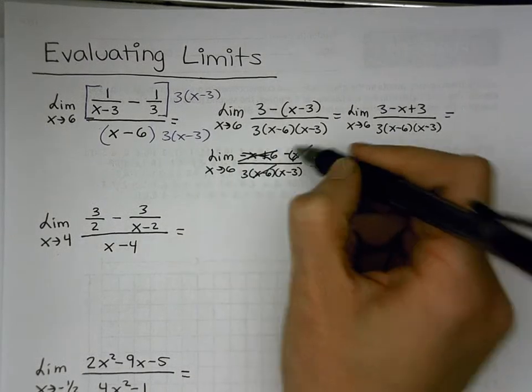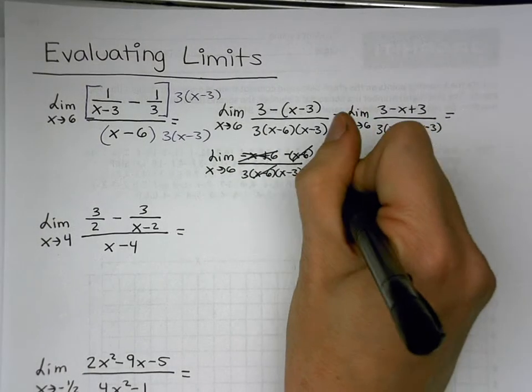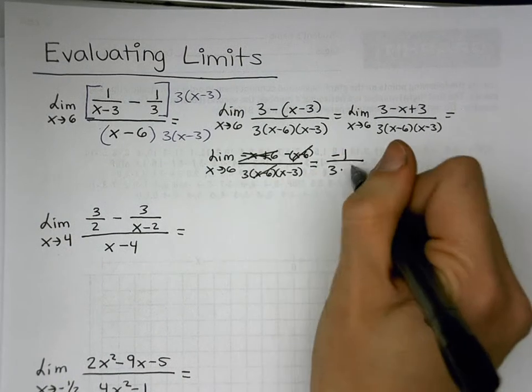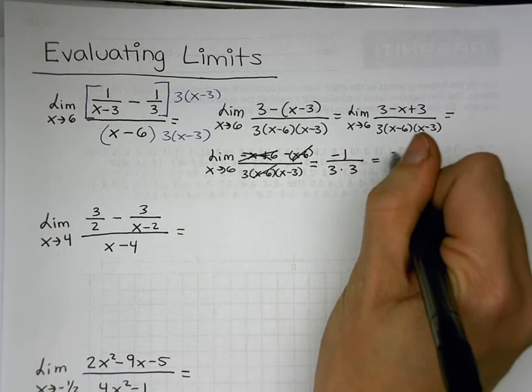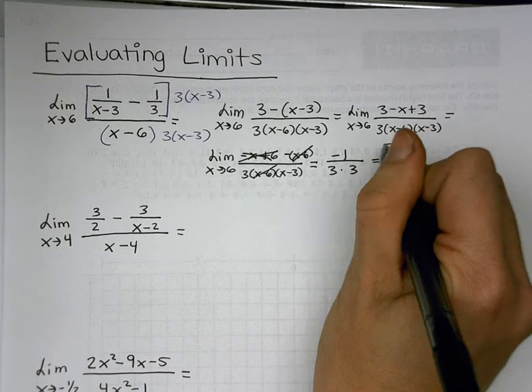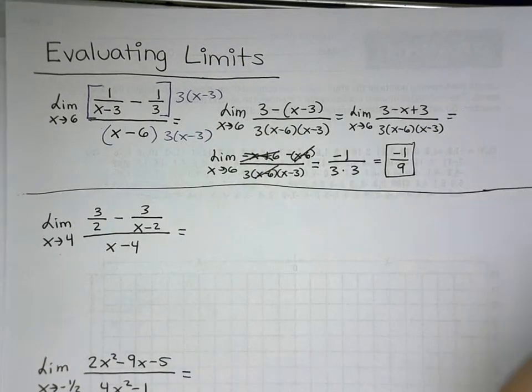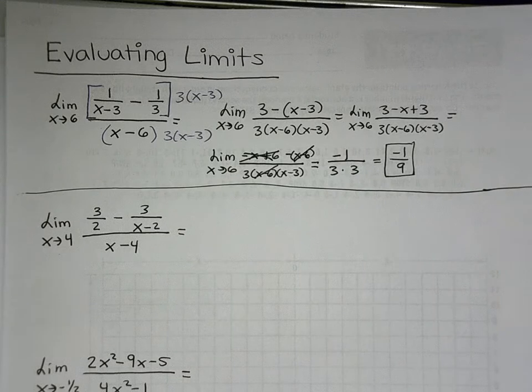Now when I plug in 6, I have negative 1 on top over 3 times 6 minus 3, which is 3, which is an answer of negative 1/9. Okay, go ahead and pause the video, give the next one a shot, restart it when you are ready.